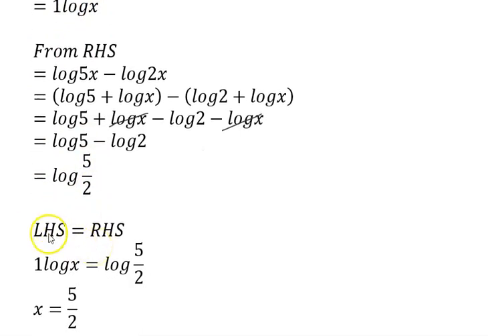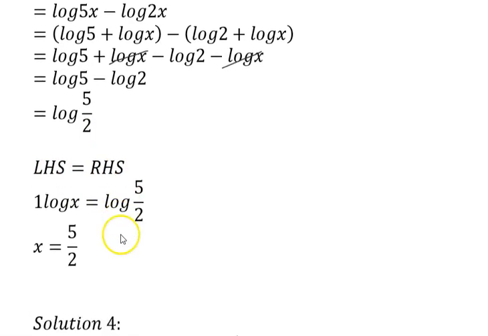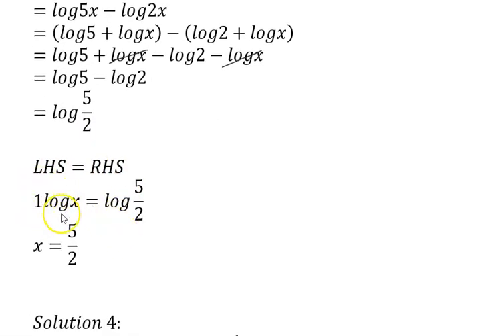So let's equate our left hand side equals our right hand side. So on our left hand side we have 1 log x, or you can call it log x, and on our right hand side we have log 5 over 2. Beautiful. So this our log can cancel this log that is here. We'll be left with what? 1x, and 1x is still the same thing as x, so we have it here. We'll be left with 5 over 2. So that's our answer. Awesome.